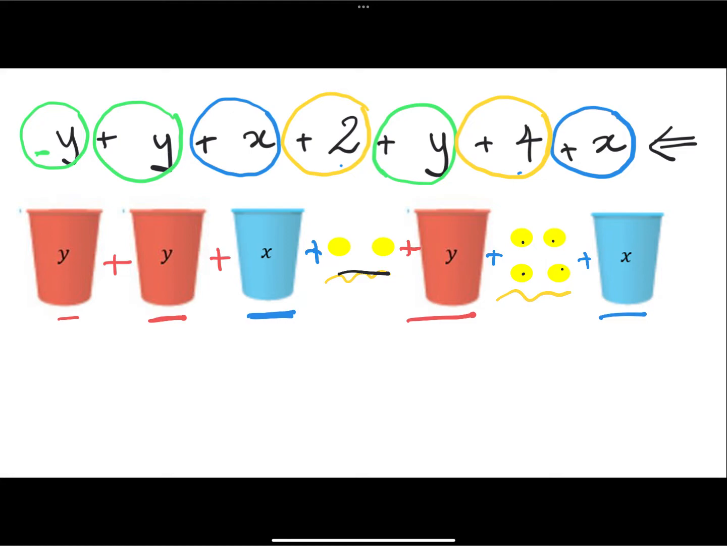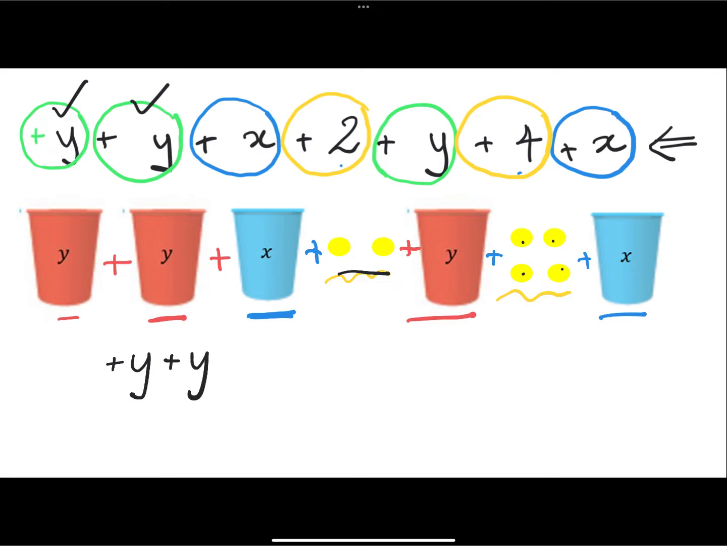And I know that if there's no sign out the front, then it must be a plus. And that's important because that tells me what direction I'm going in. So let's write this out. I have a plus y. So that's my first one. My second one is a plus y.